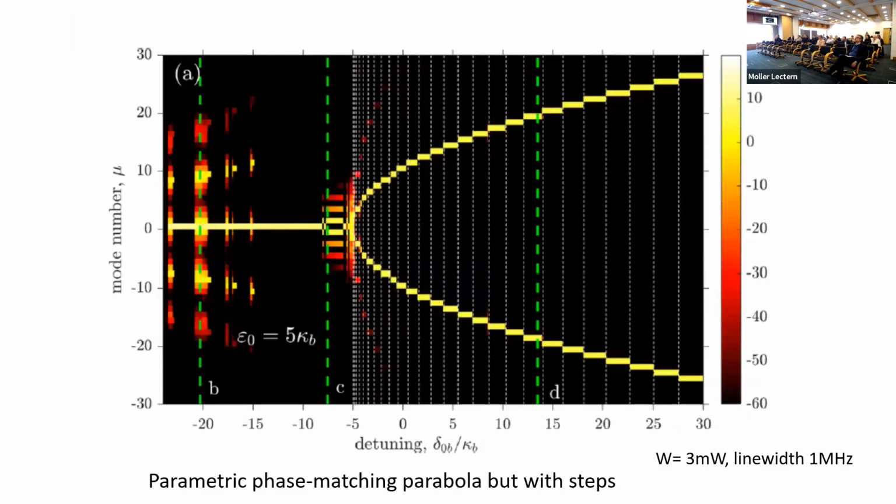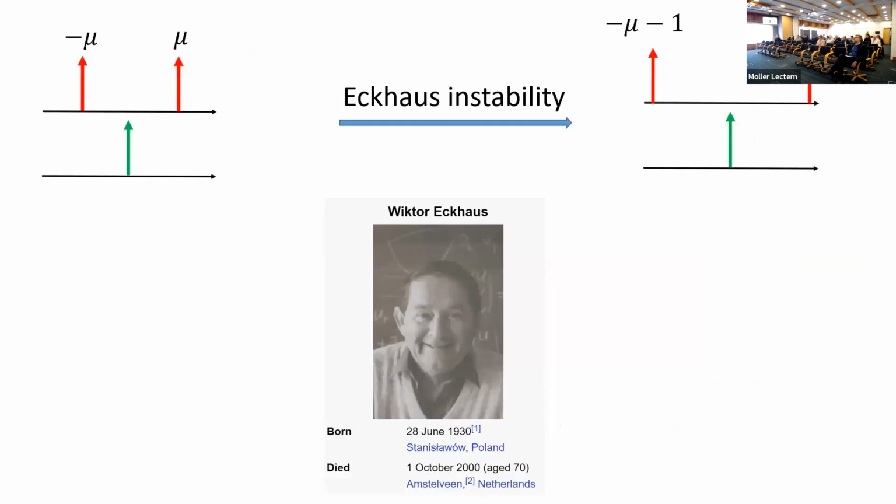Okay, if you increase the power, you can go to very large detunings from the pump frequency, which is actually the desirable regime. You can see this ladder of instabilities is going to much higher values of mu here. Powers here are very low, right? Our systems are very energy efficient.